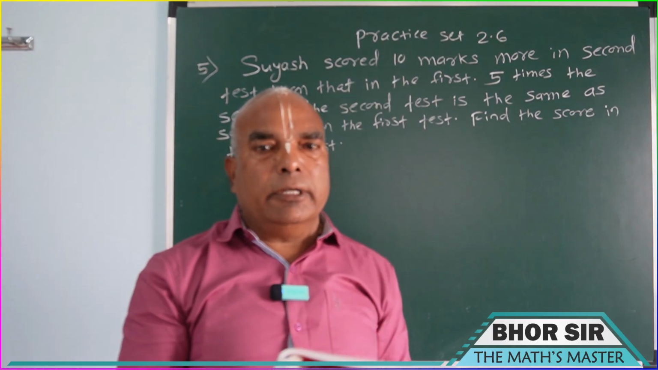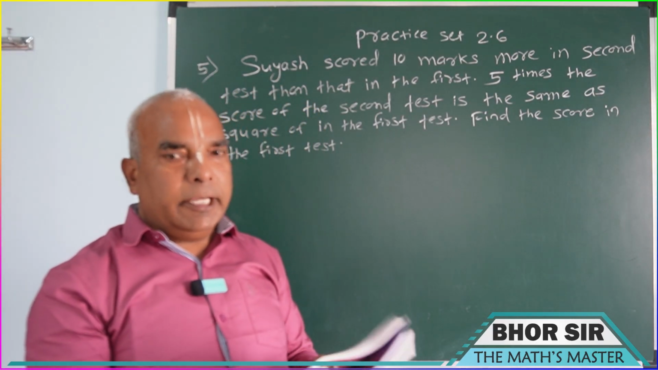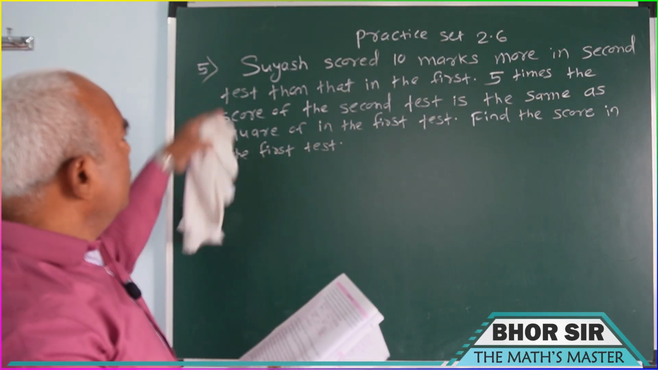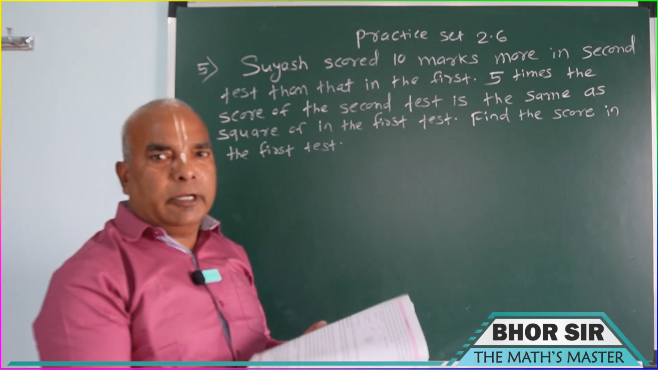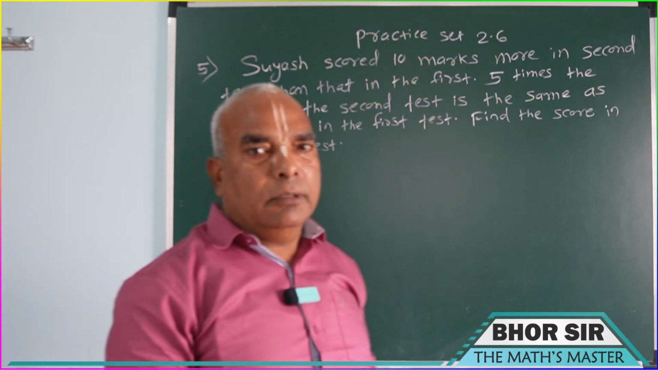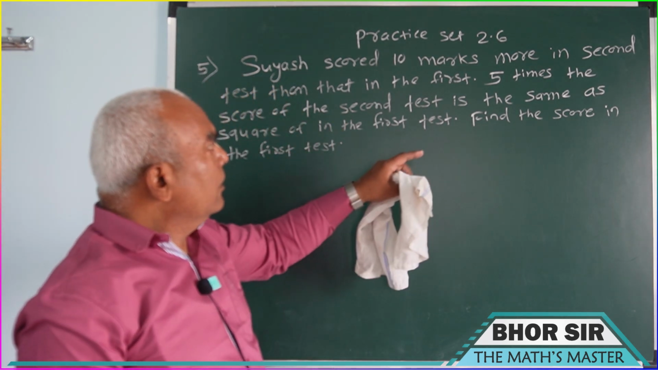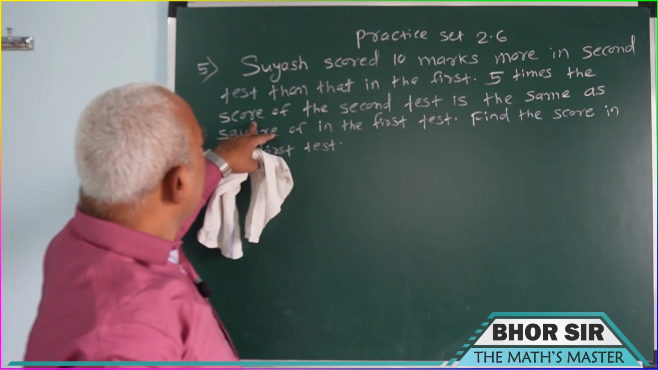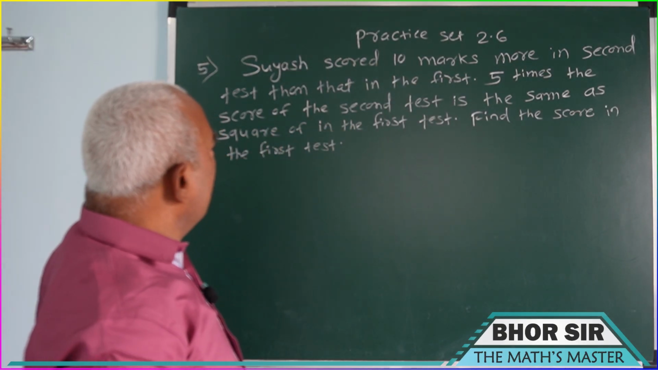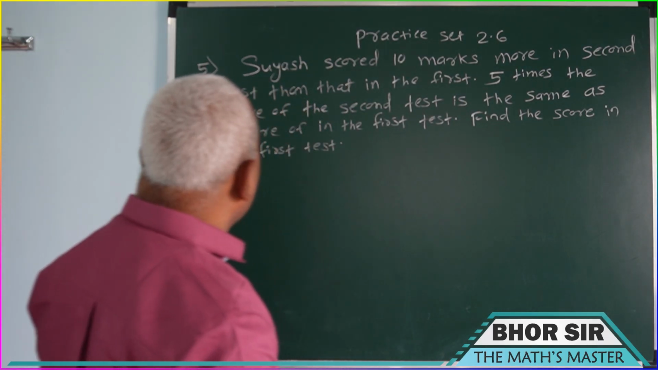Now, the next word problem in quadratic equations is from practice set 2.6, and the question number is 5. You can also see it in your textbooks. Suya scored 10 marks more in the second test than in the first. 5 times the score of the second test is the same as the square of the score in the first test. Find the score in the first test.